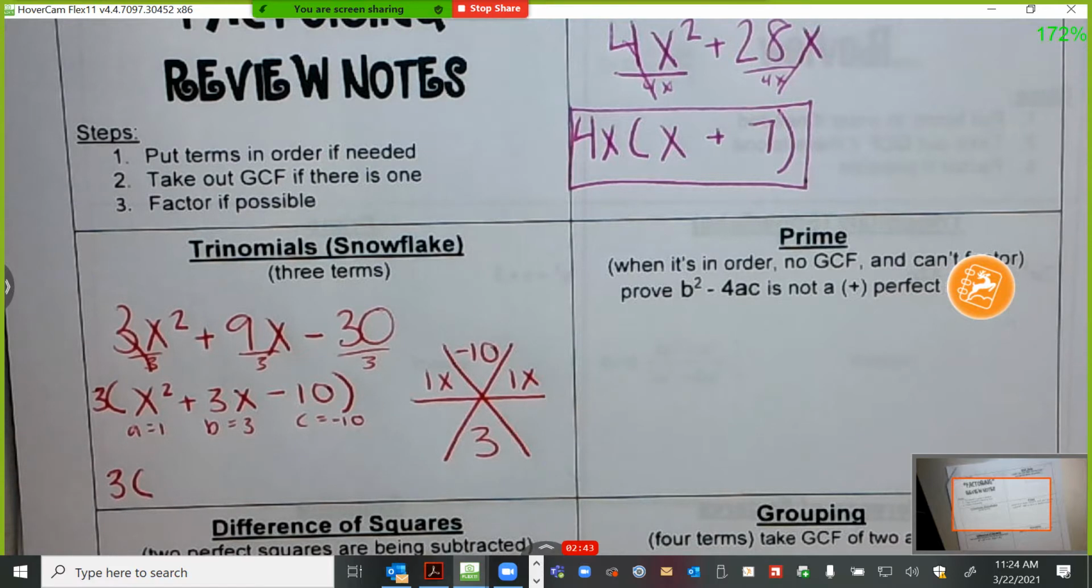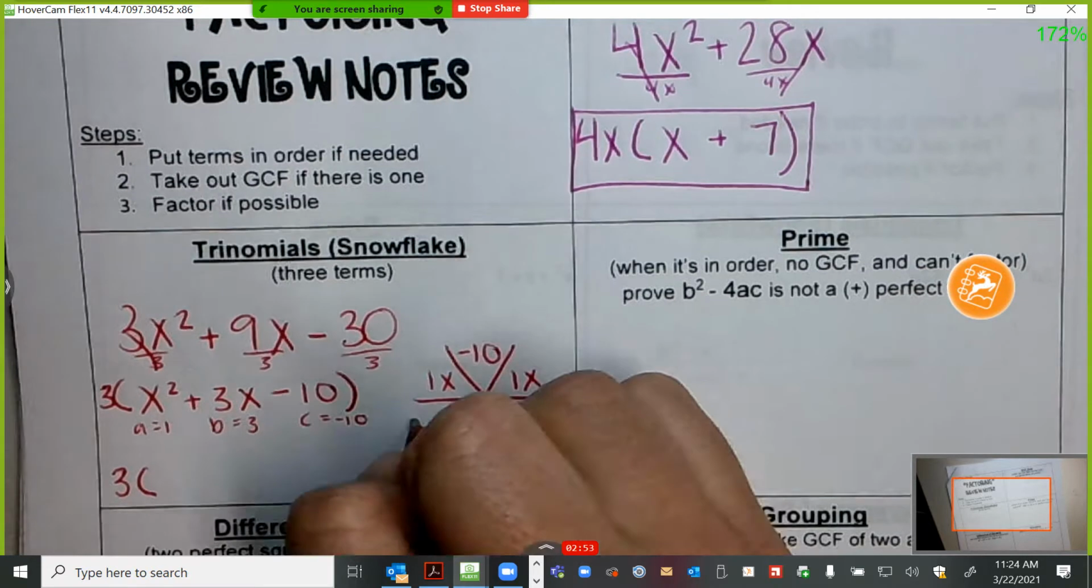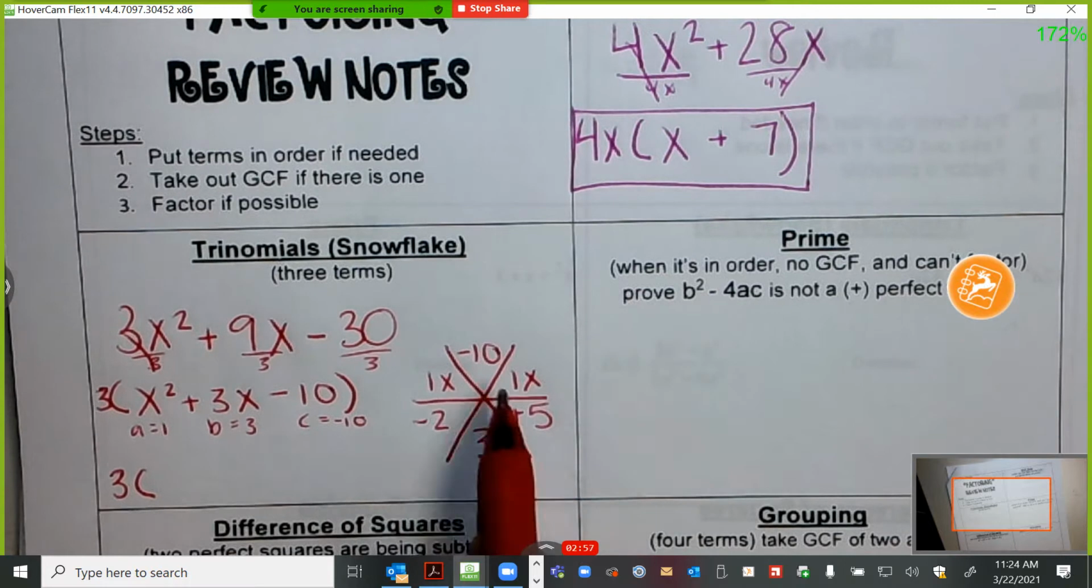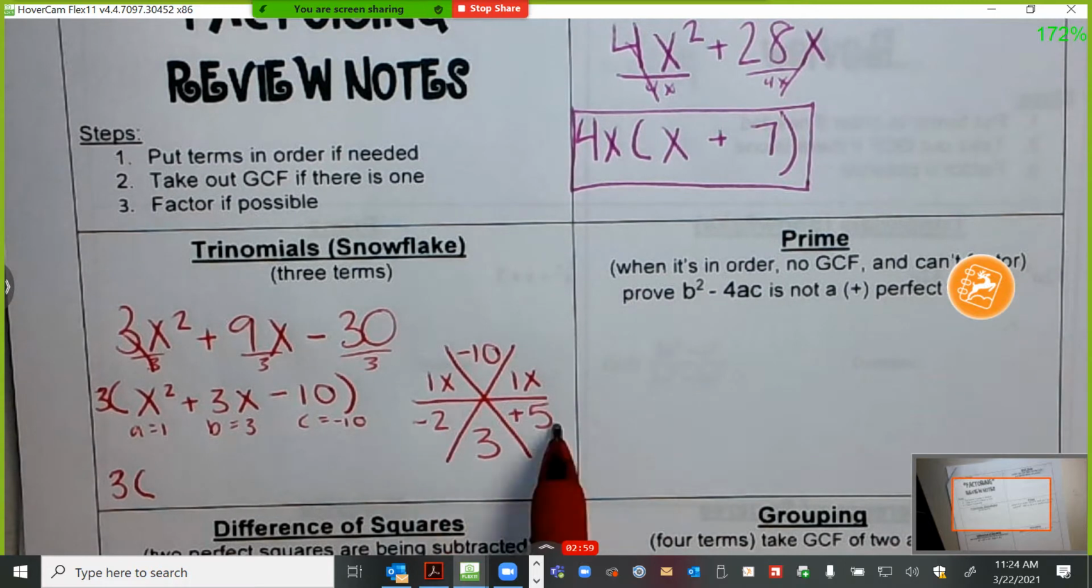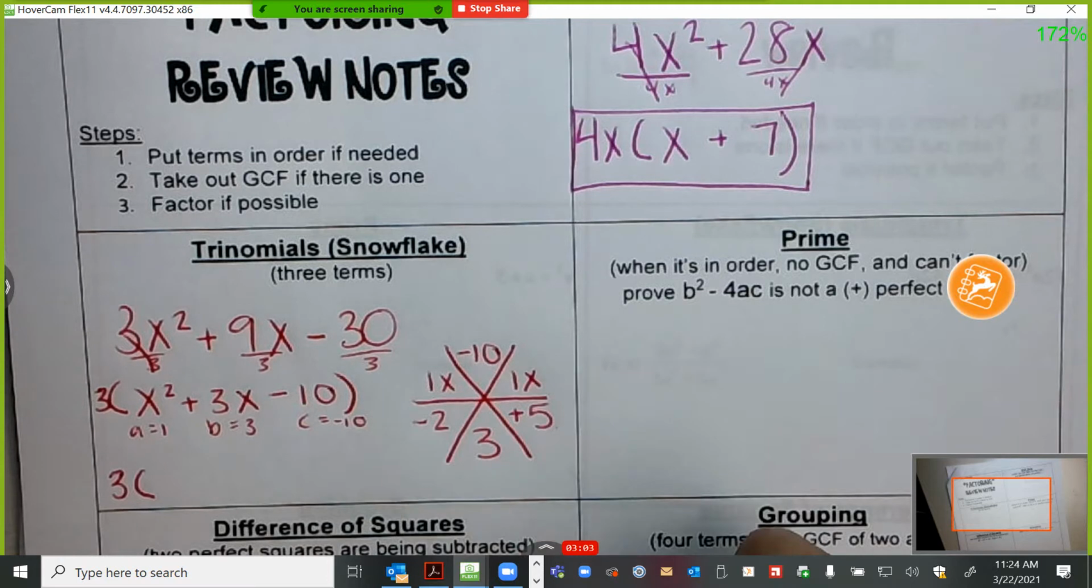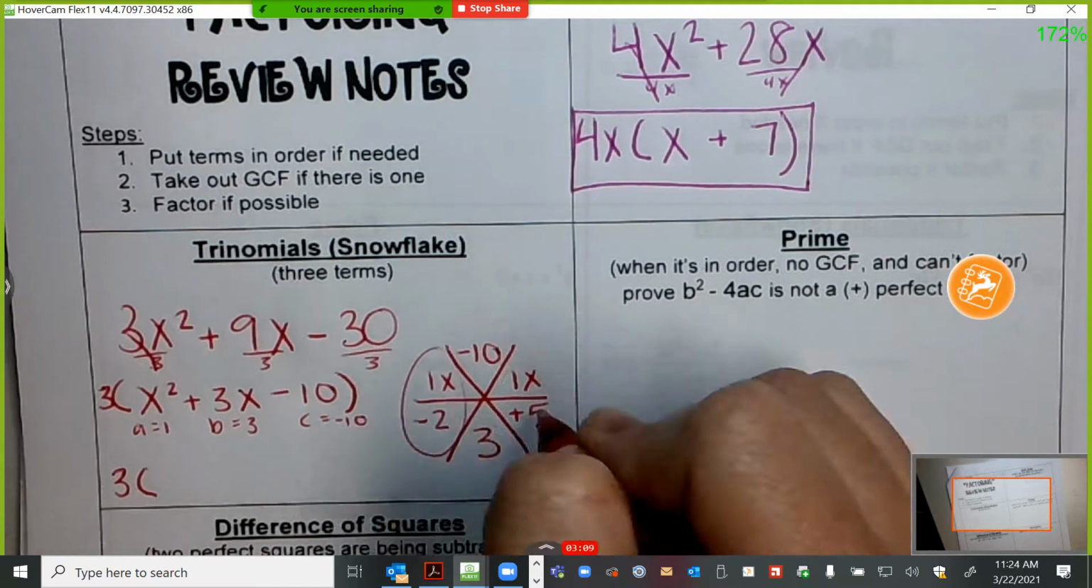Remember, we're actually kind of subtracting here because one of them is going to be negative. Yes, you're exactly right. It's going to be negative 2 and positive 5. Negative 2 times 5 is negative 10. Negative 2 plus 5 is positive 3. Now, can 1 over 2 simplify? No. Can 1 over 5 simplify? No, so those are our factors.